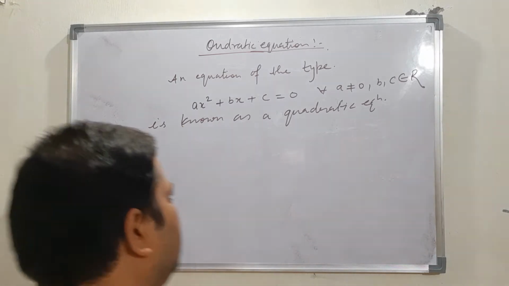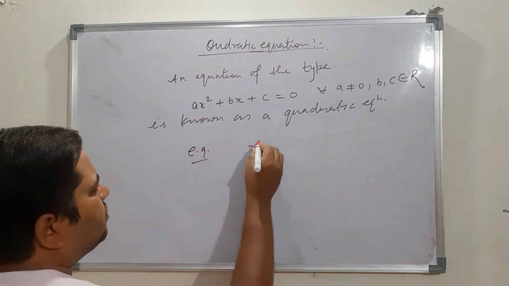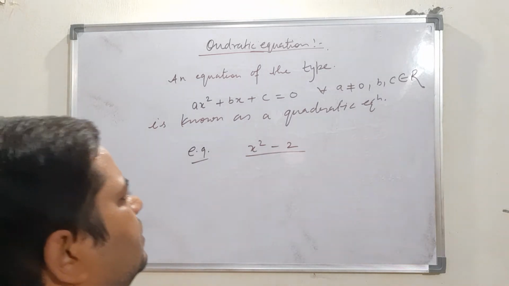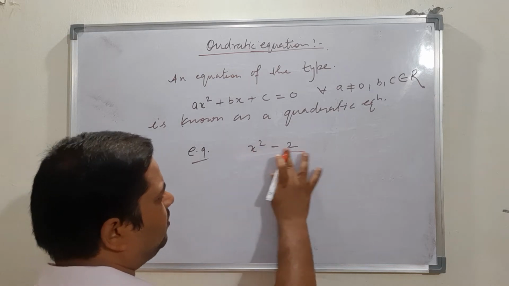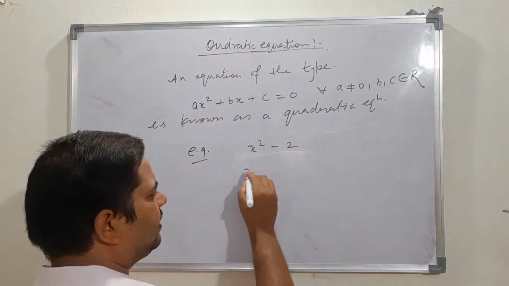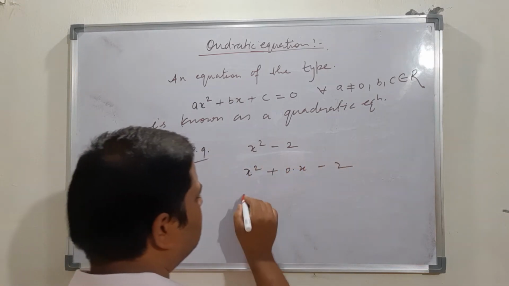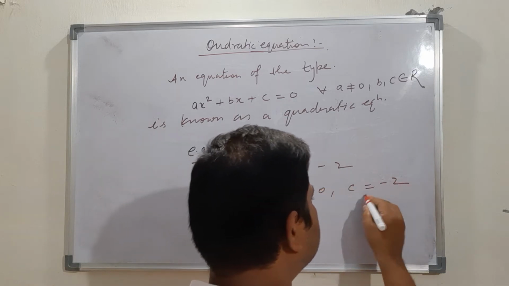For example, suppose we write here x square minus 2. Is this a quadratic equation? Yes, it is a quadratic equation. So what is the value of a, b and c? We can write x square plus 0 dot x minus 2. So a is 1, b is equal to 0 and c is equal to minus 2.